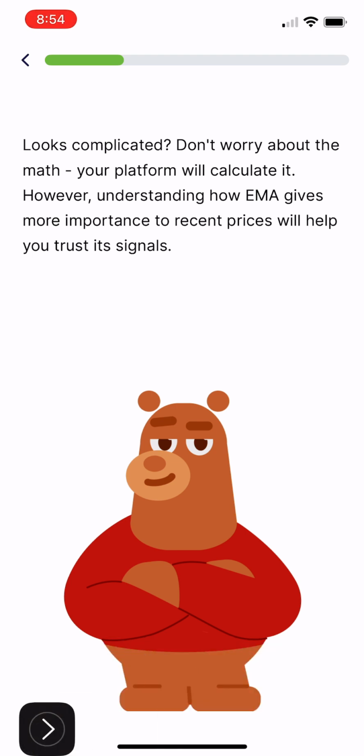Looks complicated? Don't worry about the math. Your platform will calculate it. However, understanding how EMA gives more importance to recent prices will help you trust its signals.